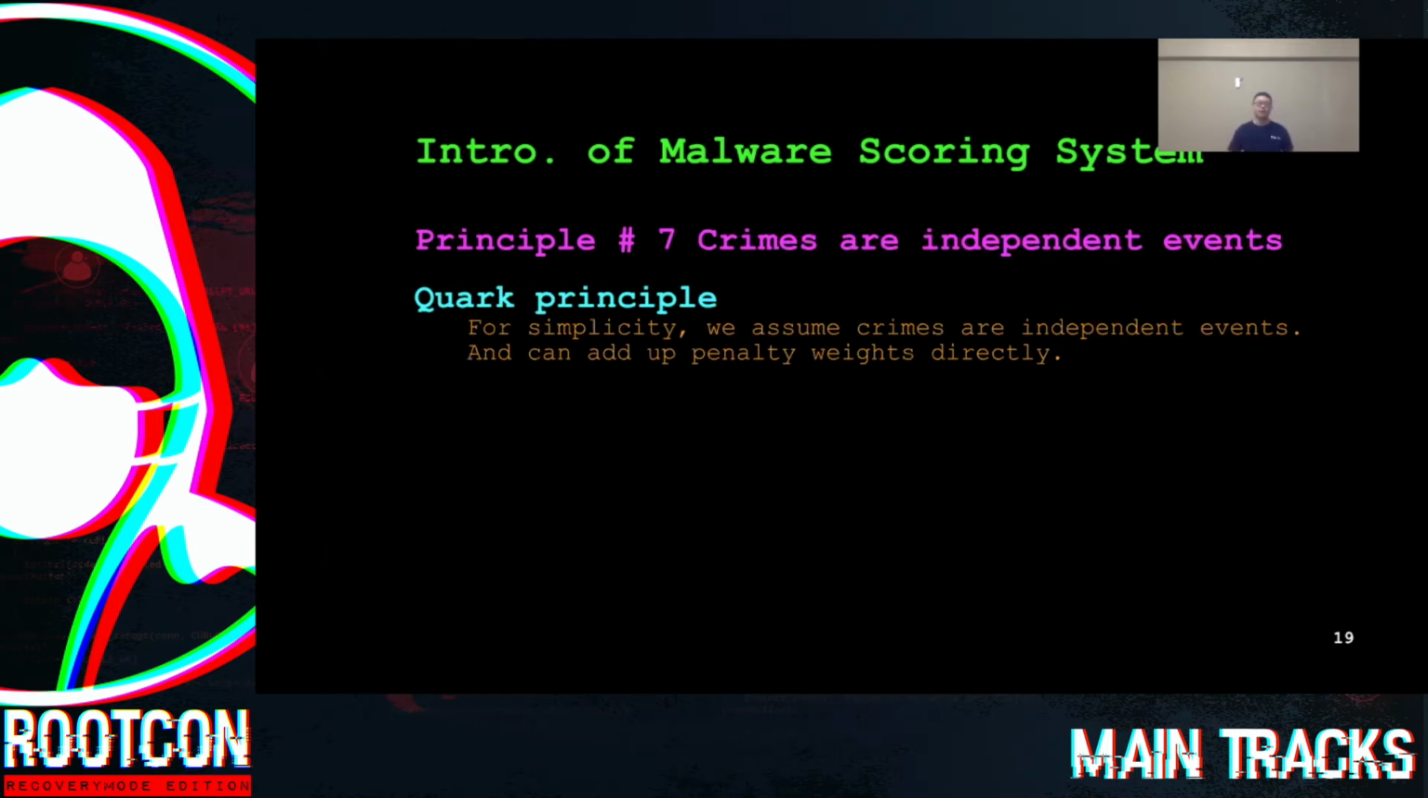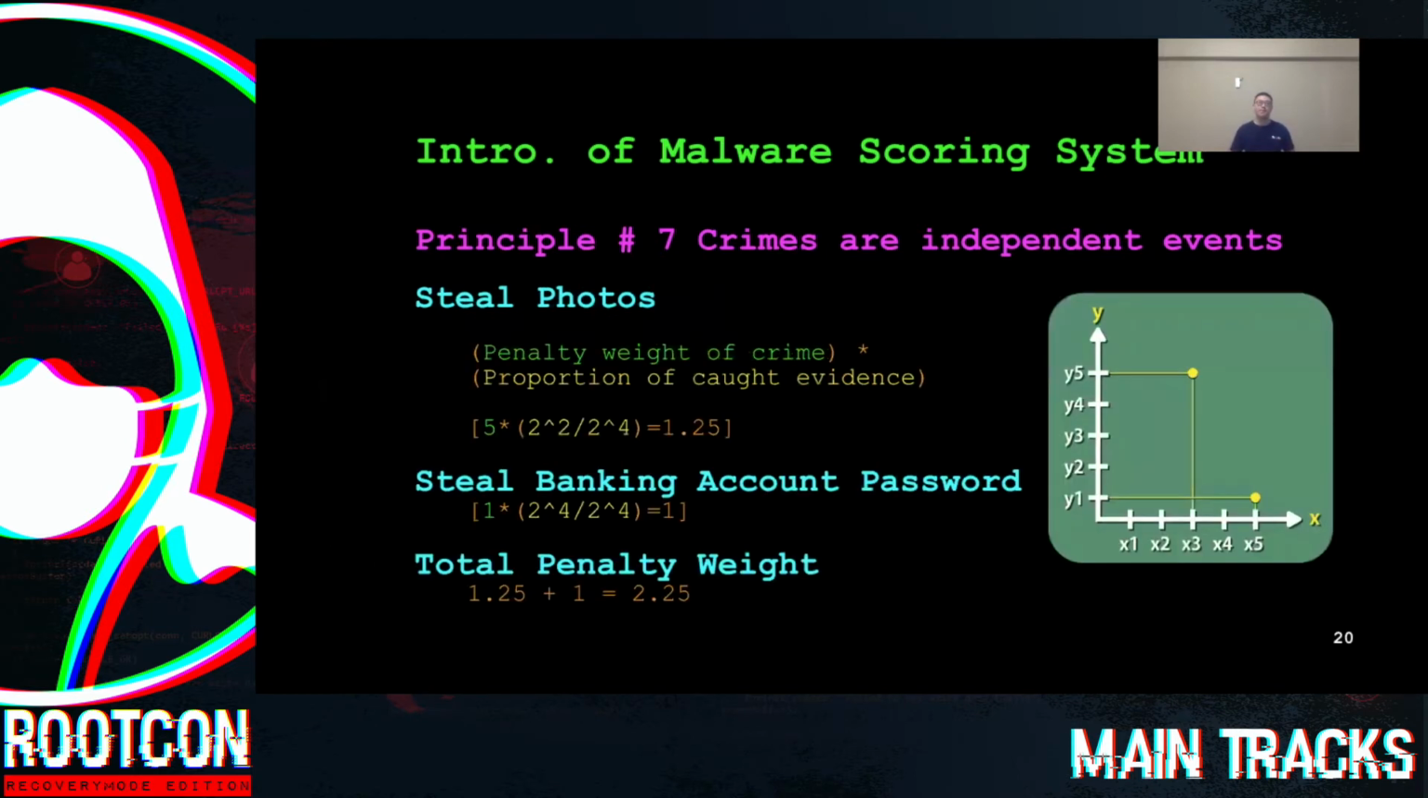All right, principle number 7. Crimes are independent events. So for simplicity, we assume crimes are independent events and penalty weights can be added up directly. So this is an example of adding up 2 crimes. In a malware, we find 2 crimes. They're stealing photos and stealing your banking account password. So the calculation of the total penalty weight is quite simple. For each crime, we use the penalty weight of the crime multiplied by the proportion of caught evidence, and add up the results of the 2.